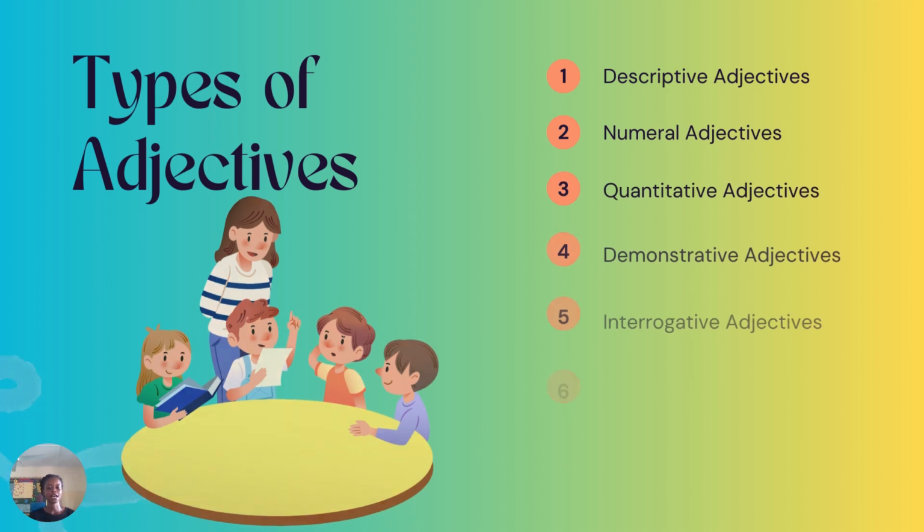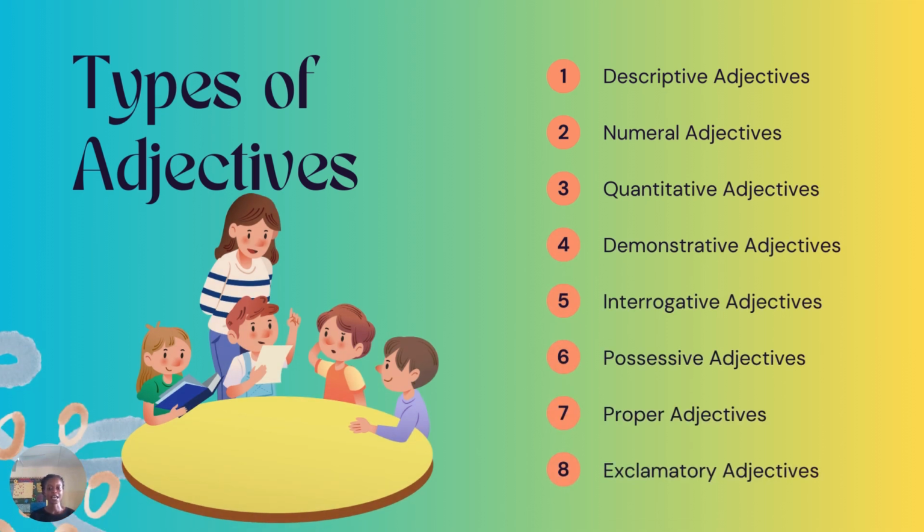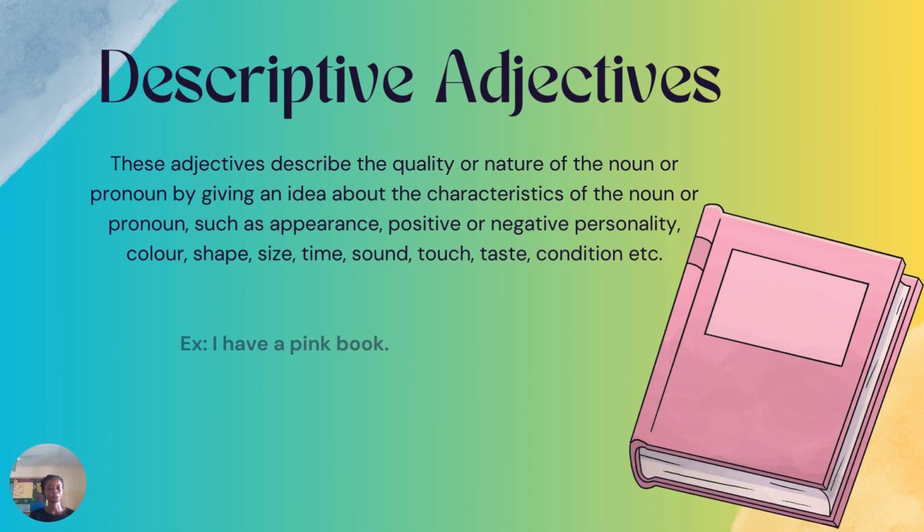We have various types of adjectives, and here are a few of them. We have descriptive adjectives, numeral adjectives, quantitative adjectives, demonstrative adjectives, interrogative adjectives, possessive adjectives, proper adjectives, and exclamatory adjectives. So we're going to be looking at some of these types of adjectives and what they are actually used for.